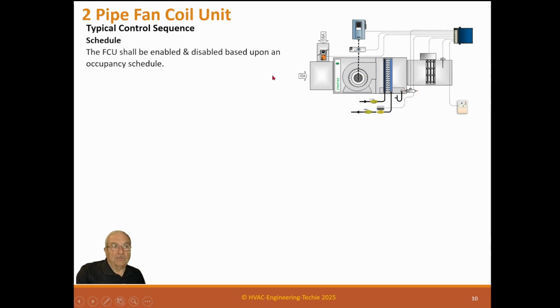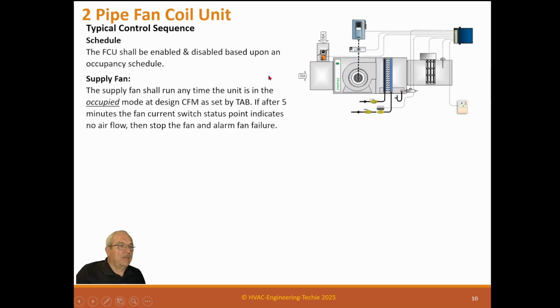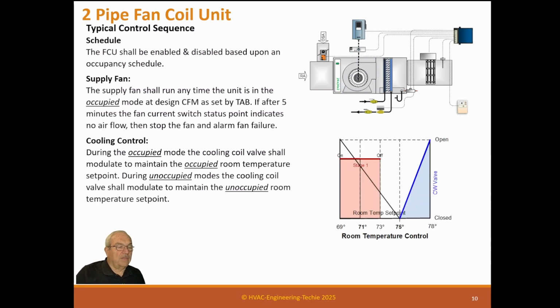Okay, control sequence. The fan coil unit shall be enabled or disabled based upon an occupancy schedule. The supply fan shall run any time the unit is in the occupied mode at the design CFM as set by TAB. If after 5 minutes the fan current switch status point indicates no airflow, then stop the fan and alarm fan failure. Cooling control: during the occupied mode, the cooling valve shall modulate to maintain the room temperature set point. During unoccupied modes, the cooling valve shall modulate to maintain the unoccupied room set points.